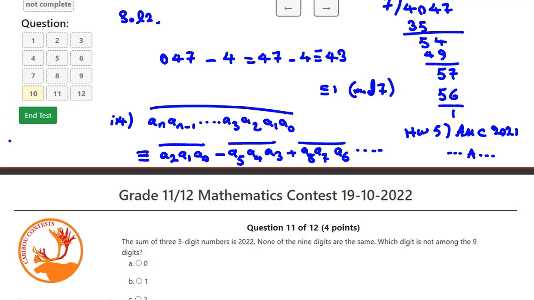For example, by 11, idea 15. If you consider mod 9, you should consider sum of digits, idea 16, mod 11. From right, you should consider the digits plus minus alternatively, and something like this.